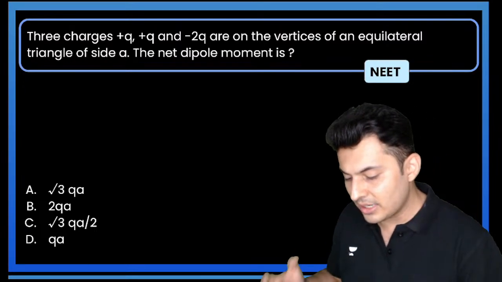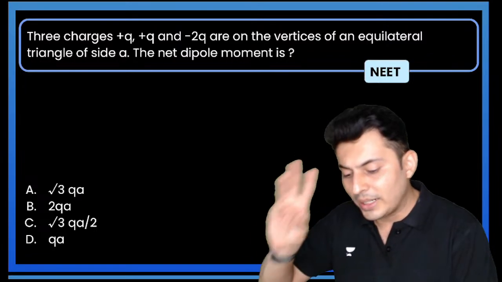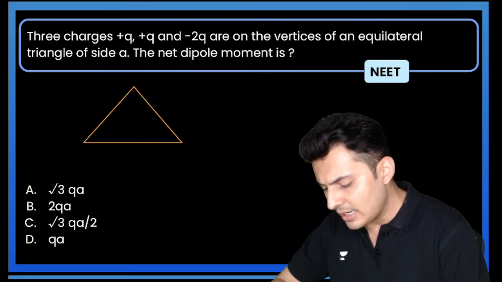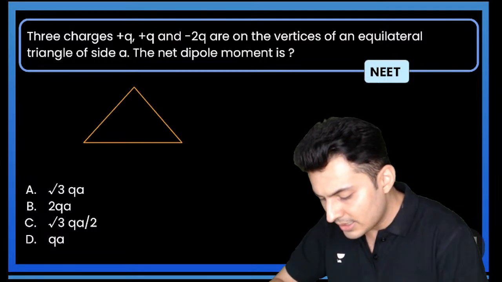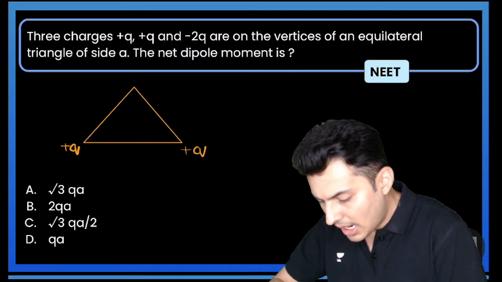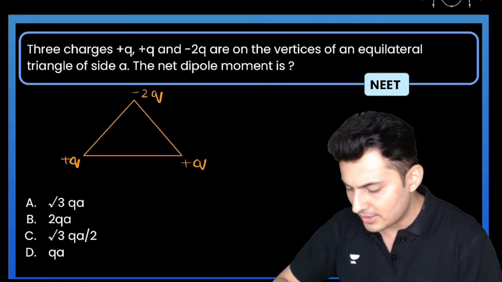Okay, my dear students, try to solve this particular question. Here we have three charges on the vertices of an equilateral triangle. So let's start by drawing an equilateral triangle. The charges are basically plus Q, plus Q, and minus 2Q. This is how the charges are.